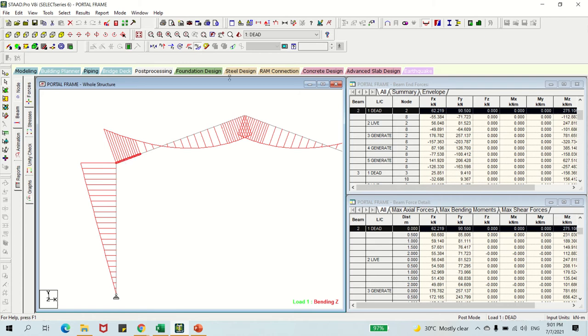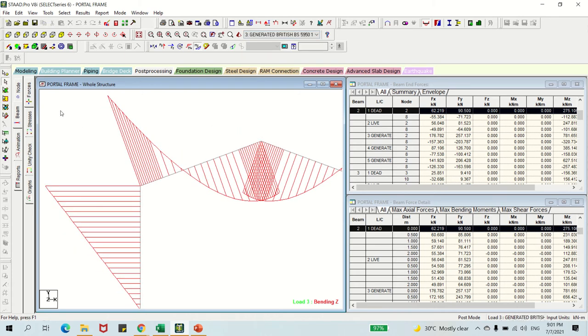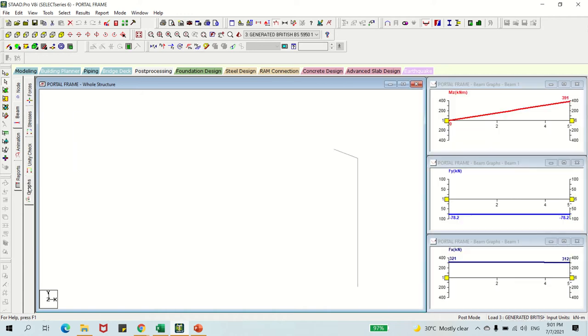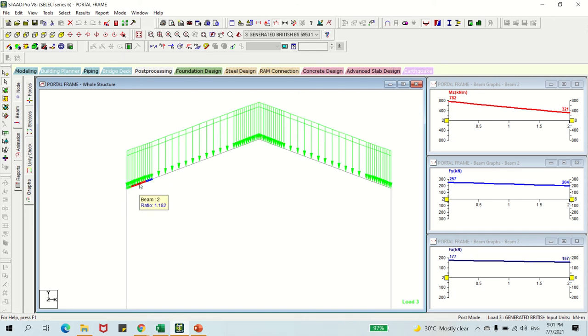To check how much this value is, first we go to here, we click at the generated load. Okay, so the next step is we go to the graph. We click at this point, we click at this member. So we can see here the member has a bending moment of 782 kilonewton meter, and also we have the shear force here of 257 kilonewton. Okay, so these are the important parameters we need to input in our design.